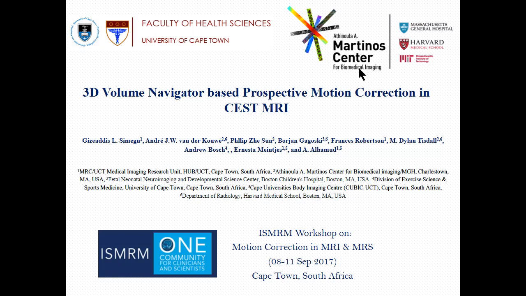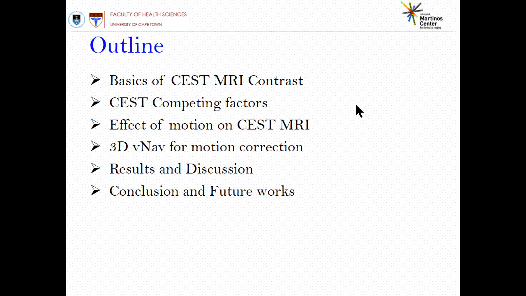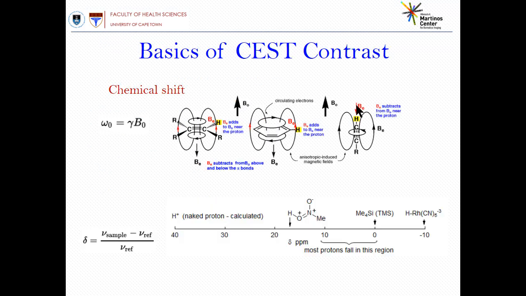I will talk about 3D volume navigator-based prospective motion correction in CEST MRI. But first, I would like to introduce the basics of CEST MRI and the challenges of acquiring CEST MRI. And I will talk about the effect of motion on CEST MRI, and our methodology, results, and discussion.